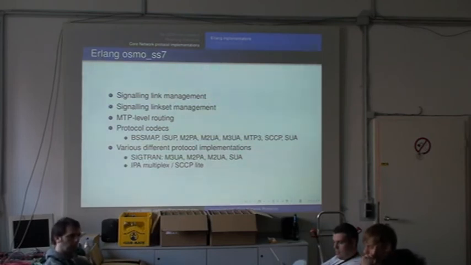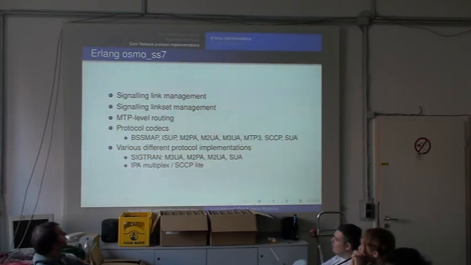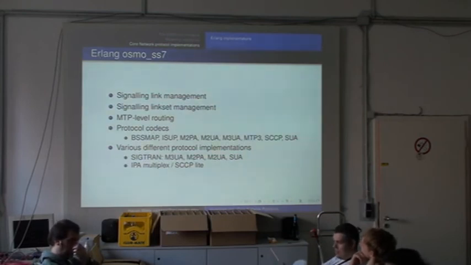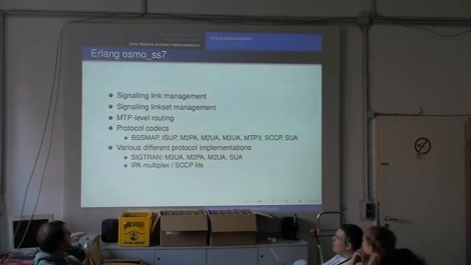Okay, now in Erlang we now have a couple of implementations. There's zero documentation on any of them. Some of them are commented to some extent, but there's no documentation at all, no examples of how to get this working. Because I only implemented whatever was needed for a given project, and I never had any decent funding for any of that work. So Osmo SS7 does signaling link management and link set management, MTP level routing, and it contains what I call protocol codecs.